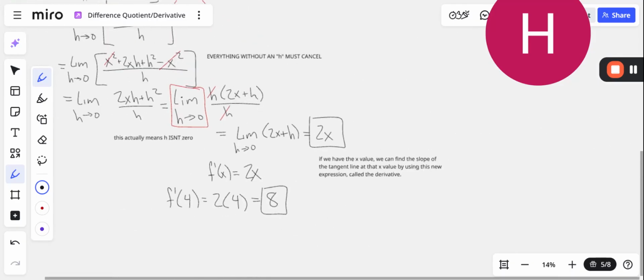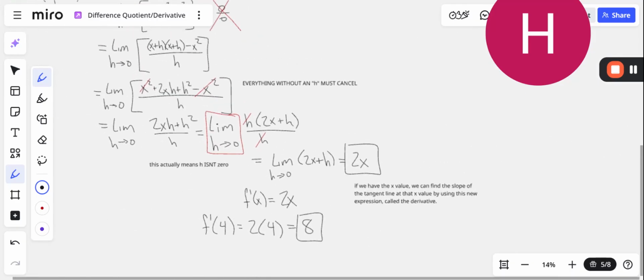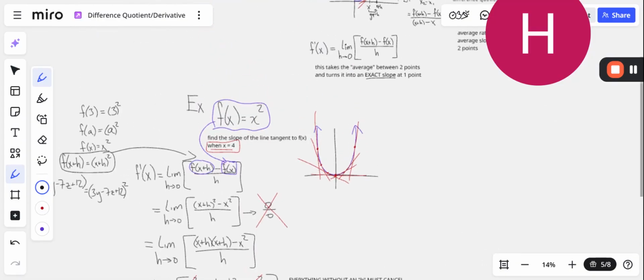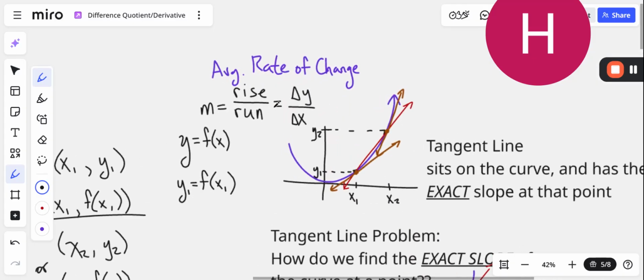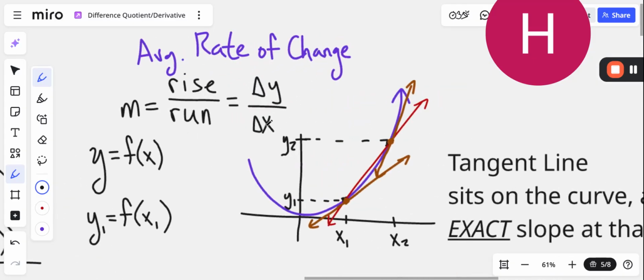So this was a brief, informal way of getting you introduced to something called the derivative. Big picture ideas here are that the derivative tells us the exact slope at a single point, and it comes from using the old school definition, average rate of change, rise over run, whatever you want to call it, y2 minus y1 over x2 minus x1, however you want to phrase it. That average slope between 2 points becomes the exact slope as we push the 2 points irresponsibly close to each other.